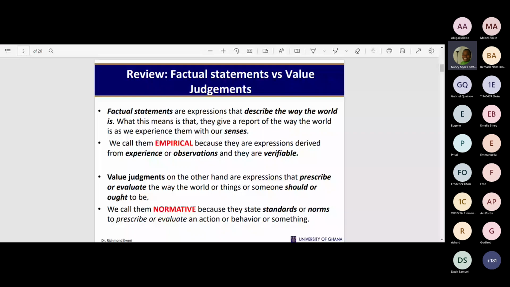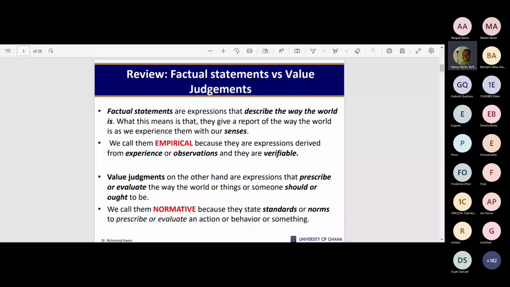Use your five senses. And oftentimes, because it is not about how I see it, take note, but it is about what the thing is out there, supposedly. It is not a subjective point of view. That's how you distinguish value judgment from factual statement, which we did earlier. So one has objective truth. That's factual statement. It's a description of how the world is objectively.